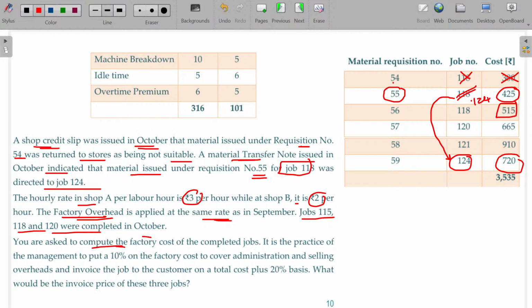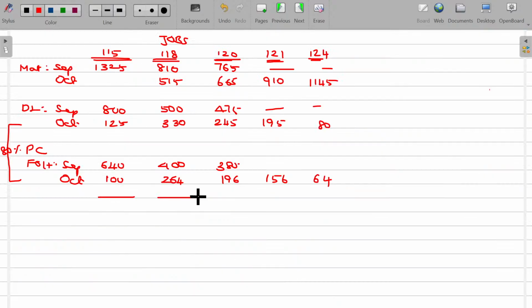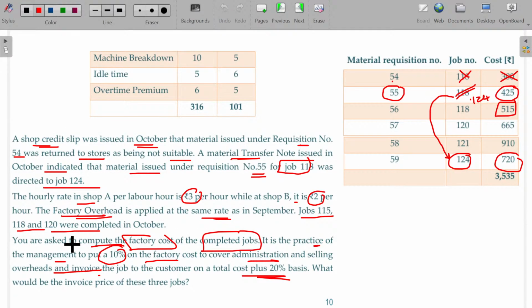You are asked to compute the factory cost of the completed jobs only, and it is a practice of the management to put 10% on the factory cost to cover the administration and selling and distribution overheads, and invoice the job to the customers on a total cost plus 20%. So if you add up all these things, you will get the factory cost. And admin overhead will also be calculated, which is 10% on this. This is cost of sales. You have to add the profit with this to get the sales. On cost of sales, your profit percentage being 20%.